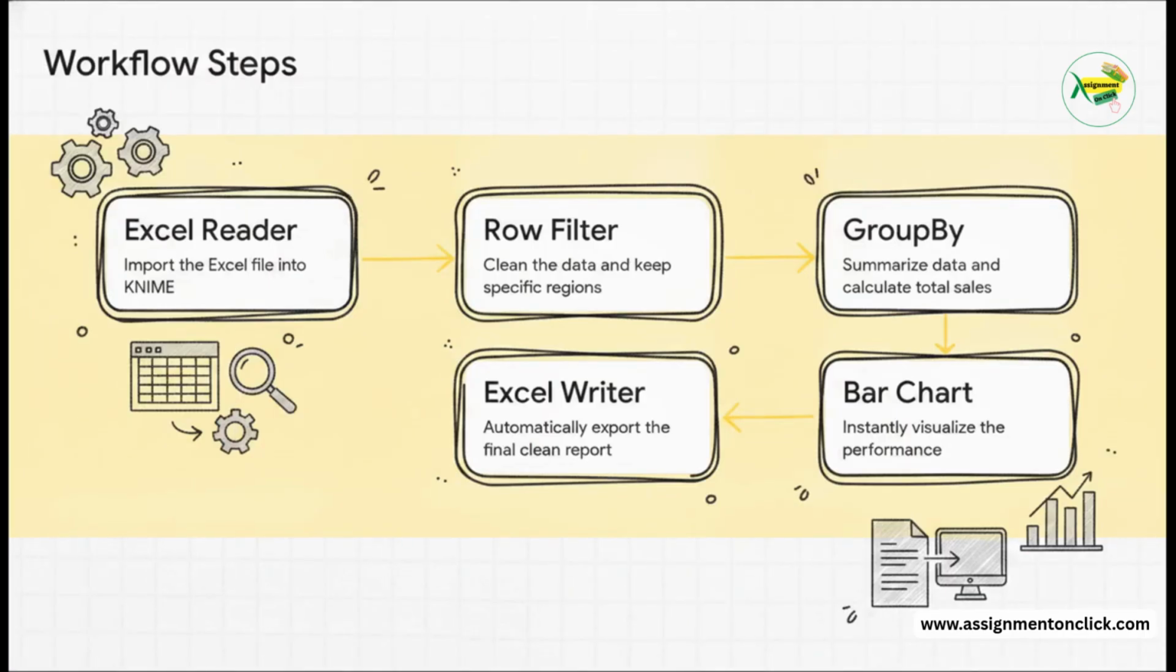Every single task is handled by a node, which forms a highly practical workflow to automate a report. For example, Step 1, an Excel reader node pulls your monthly sales file into the system. Step 2, a row filter cleans it up, maybe keeping only specific regions. Step 3, a group by node summarizes the data to calculate total sales. Step 4, a bar chart node instantly visualizes that performance. And finally, Step 5, an Excel writer automatically exports the final clean report. You build this visual pipeline once, and the next time you get new data, you literally just hit run.